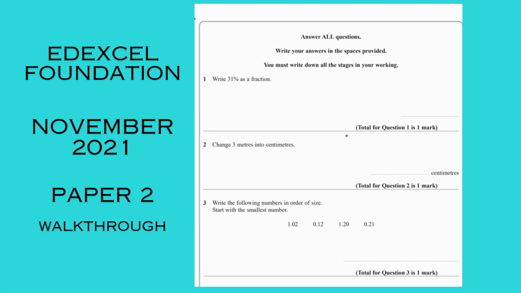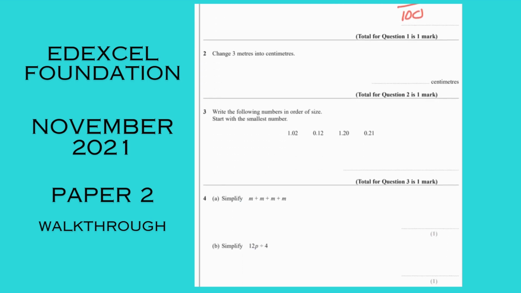So question 1, percent. Per means out of, cent means century, so put it over 100. This one does not cancel down. Number 2, meters into centimetres, so the units themselves are getting smaller, so you need a bigger number. And it's the cent again. It's times by 100 to get 300.